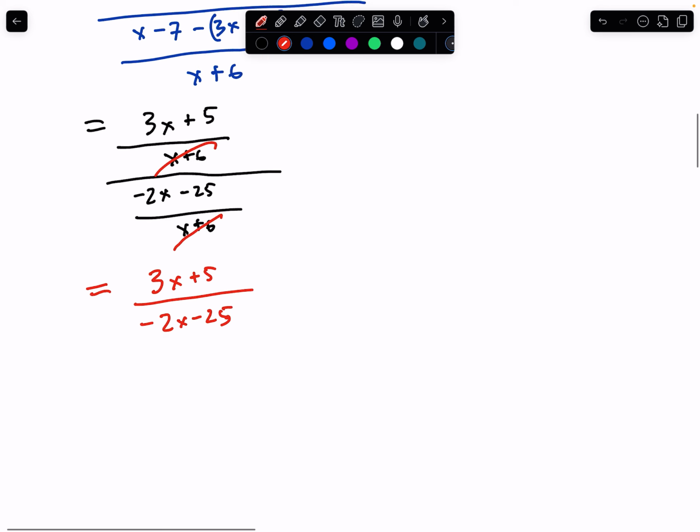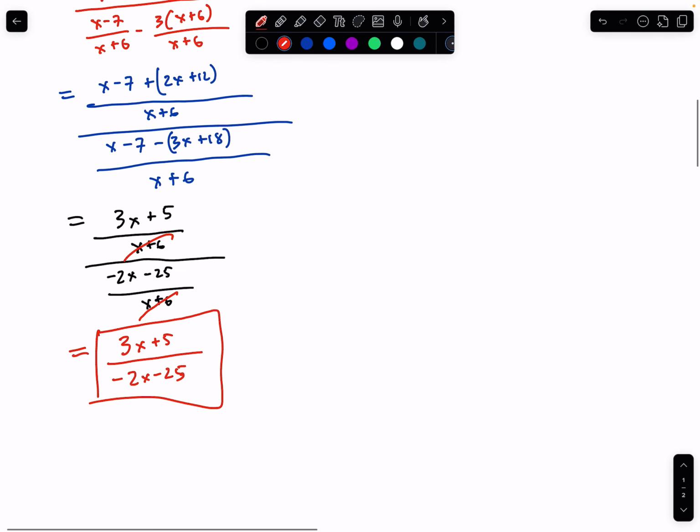Okay, and then at this stage, it looks to me like we're done already because we can't factor anything out. There's no common factors from 3 and 5. Nothing common between 2 and 25. So there's your answer already. Okay, so that takes care of part B.